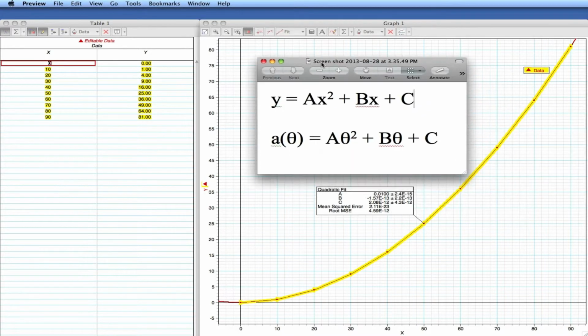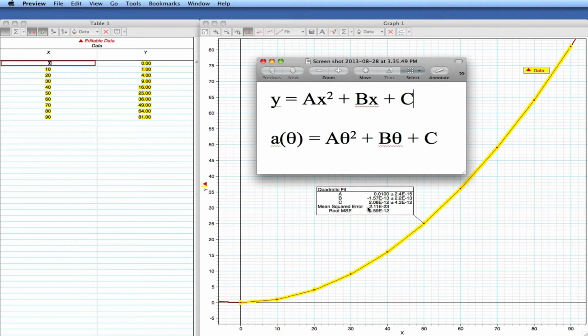Here I have an example of what that might look like. So here's a quadratic equation. A is the coefficient of the x squared term, B is the coefficient of the x term, and C is a constant. In mathematics class you'll see y is a function of x. In our specific example, it's going to be acceleration as a function of angle, acceleration as a function of theta. Okay, so that's what these variables mean.